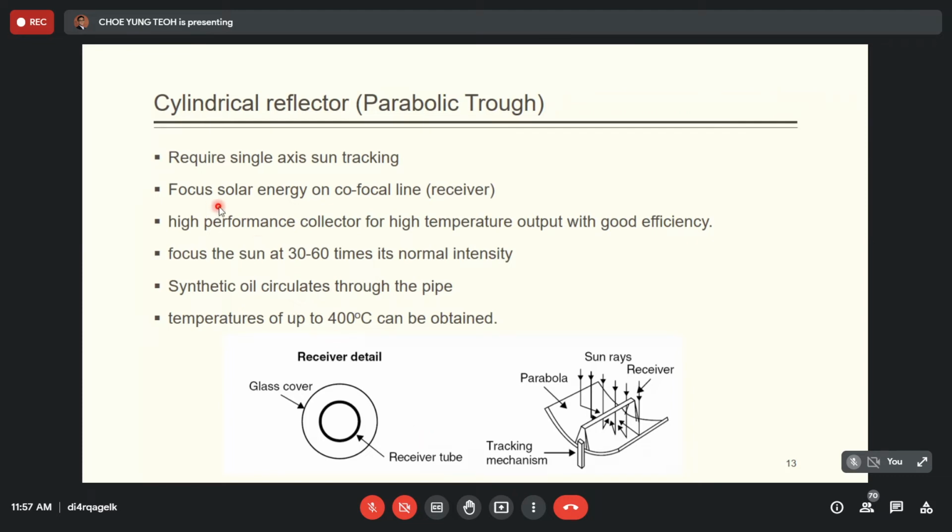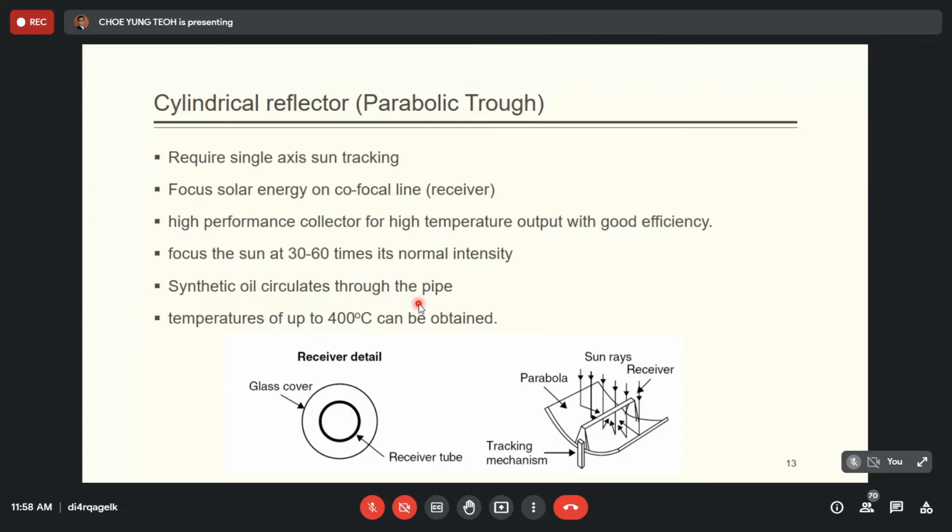Okay, and focus solar energy, a high performance collector for high temperature output with good efficiency. As it can reach a temperature of 400 degrees Celsius, you can produce superheated steam to run the steam turbine. And you can focus the sun at 30 to 60 times its normal intensity. And inside the tube, we use a synthetic oil circulating through the pipe. Why do we use the synthetic oil? First thing, oil has a higher boiling point.